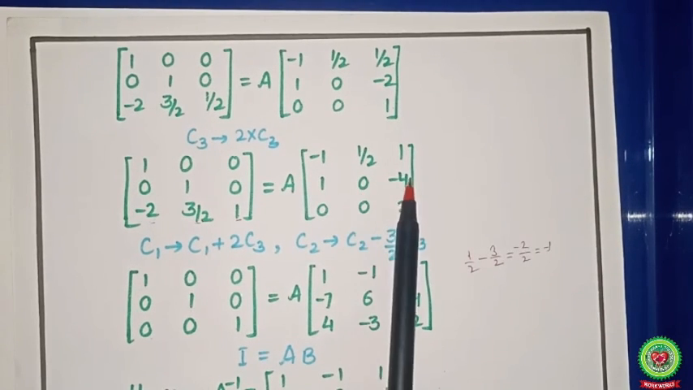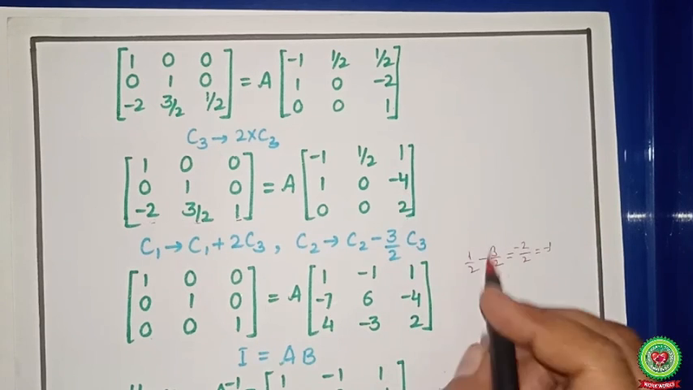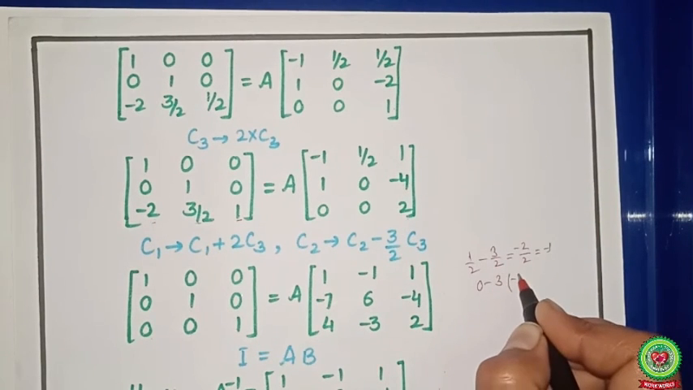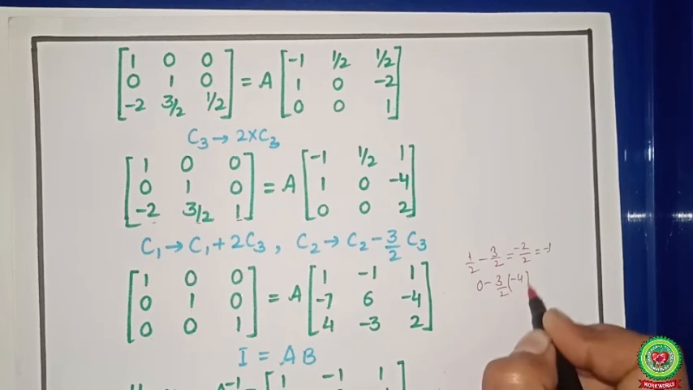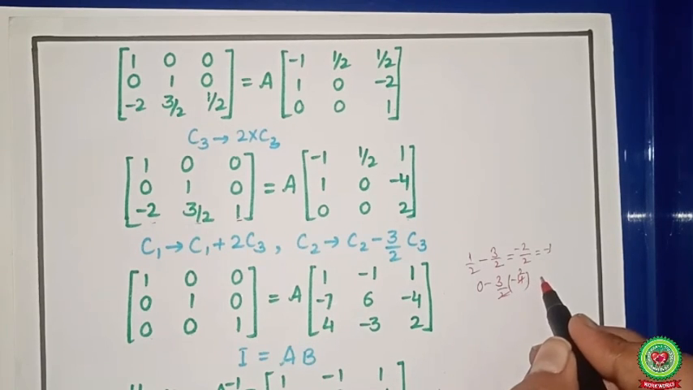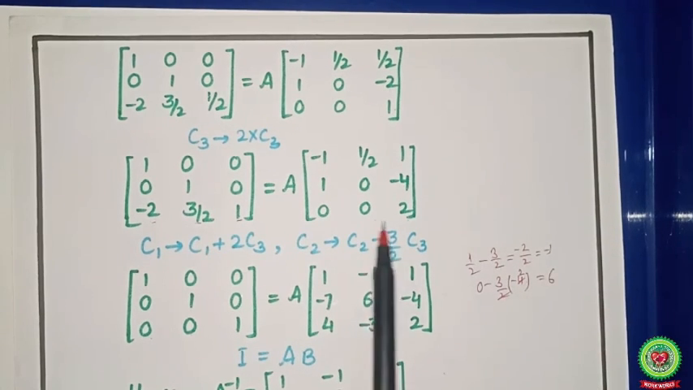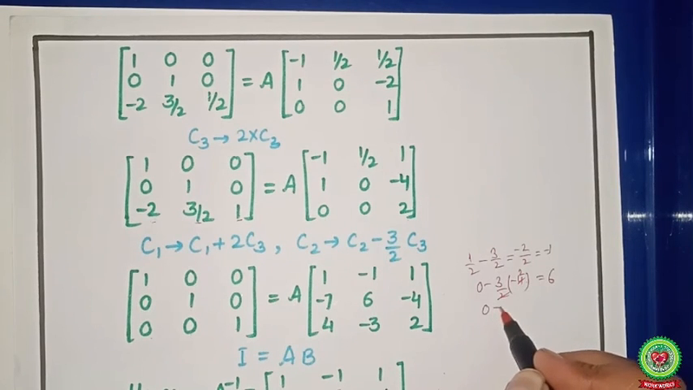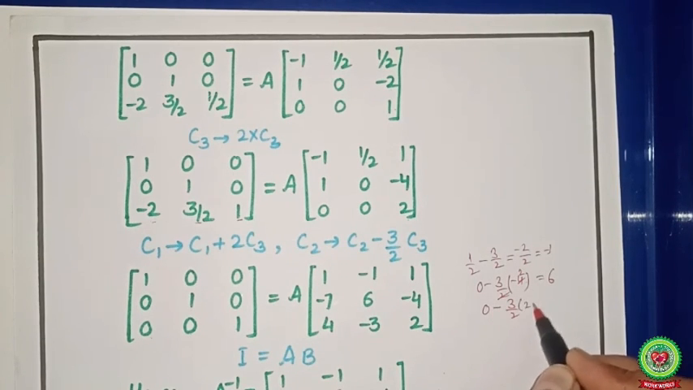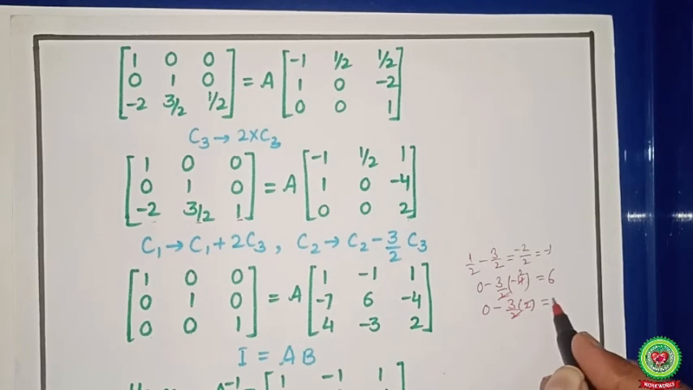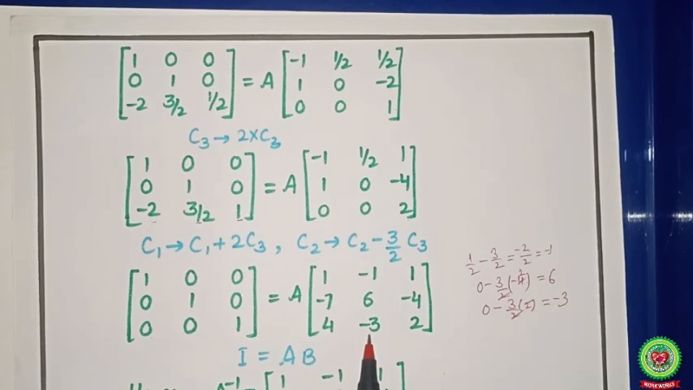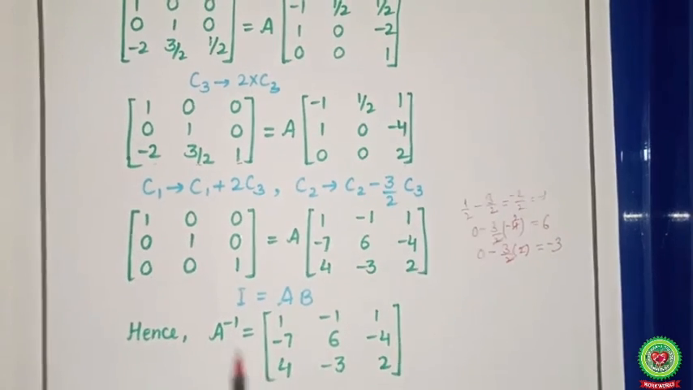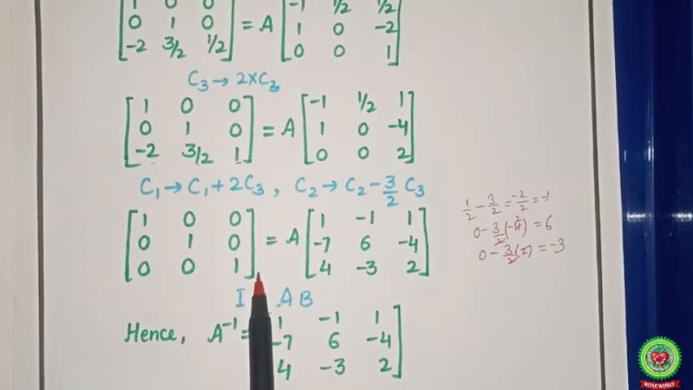Then 0 minus 3 times of minus 4. So here on solving we will get the element as 6. Next 0 minus 3 by 2 of 2. So here 2 will cancel out. So answer is minus 3. In this way we get the second column as minus 1, 6 and minus 3. Third column as it is. Now you can see it is an identity matrix.